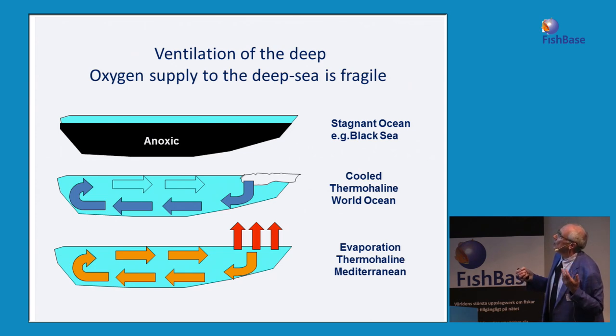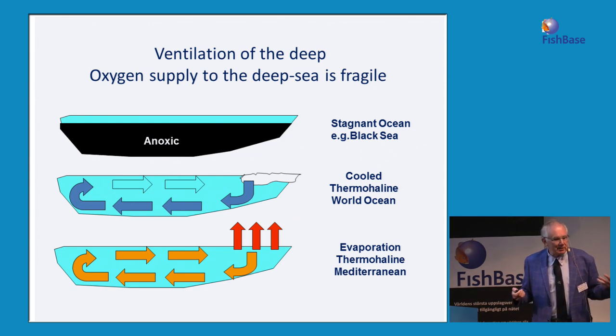Now, in the global ocean at the moment, we have cooling in the polar regions, and cold, oxygenated water sinks and circulates around the world. This is called the global thermohaline circulation. And that is what's keeping the deep sea ventilated, and this is what provides oxygen for deep-sea fishes.